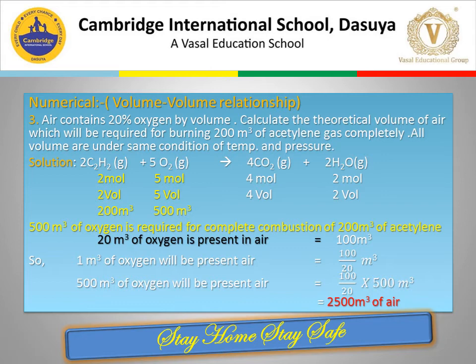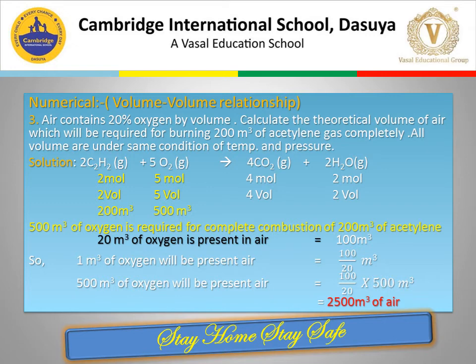Okay, so if we have 500 meter cube of oxygen required for complete combustion of 200 meter cube of acetylene, then from the question, since the air consists of only 20% oxygen by volume, if we take 100 meter cube of air, we will have only 20 meter cube of oxygen present. So 20 meter cube of oxygen is present in air equal to 100 meter cube.